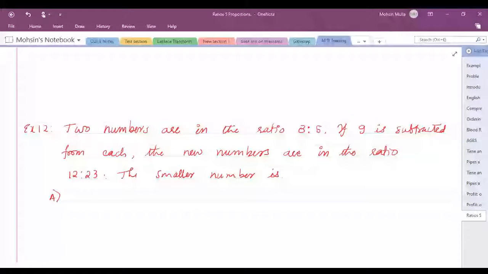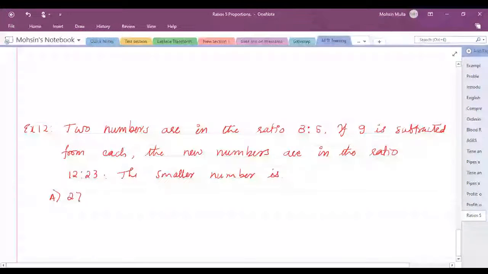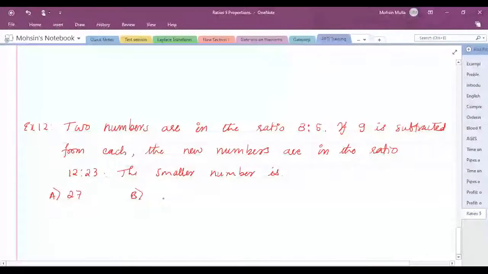So 5:3 is the answer for the earlier example. I'll write the options quickly, so you can note it down and try to solve, or you can take a screenshot of this problem and solve it later.